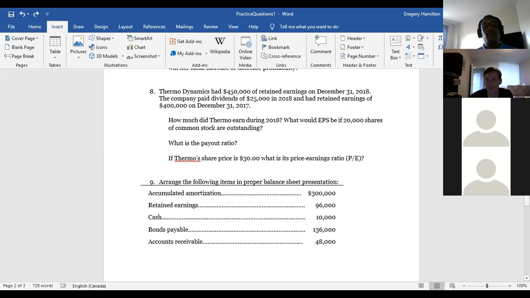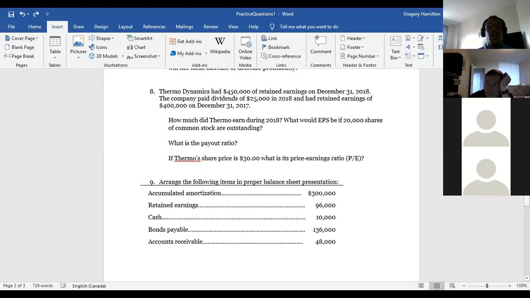Okay, so let me go through retained earnings. Technically speaking, common dividends are paid from retained earnings. Now, what is retained earnings?